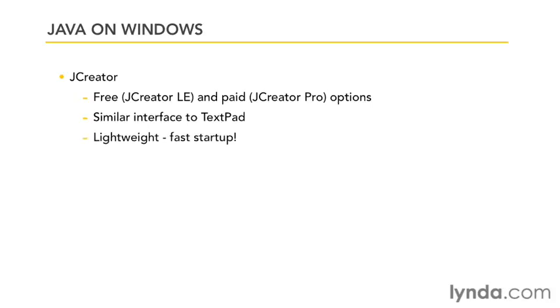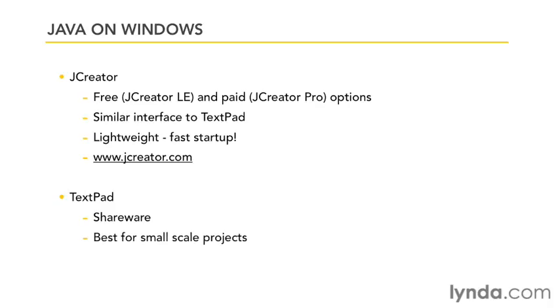JCreator is a very lightweight application. It starts up incredibly quickly compared to products like Eclipse and NetBeans. And both versions, JCreator LE and JCreator Pro, are available from www.jcreator.com. And speaking of TextPad, you can also use this very popular shareware product to build small-scale Java applications.